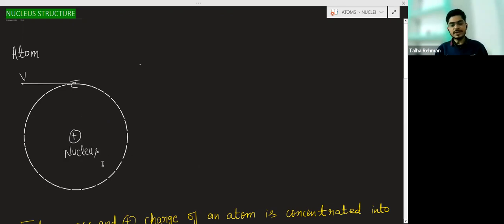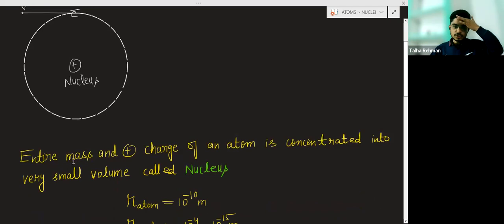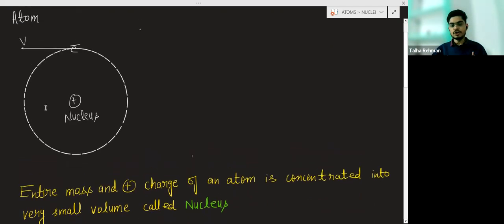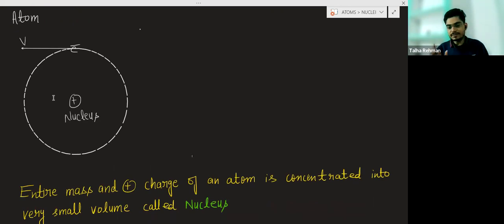Now, this nucleus is in the center of the atom. We consider that the entire mass of the atom is the mass of the nucleus, and the entire positive charge of the atom is the positive charge of the nucleus. So the entire mass and the positive charge of an atom is concentrated into a very small volume called the nucleus. So basically the nucleus has a very small volume, and the entire charge and the entire mass of the atom is concentrated in the nucleus.